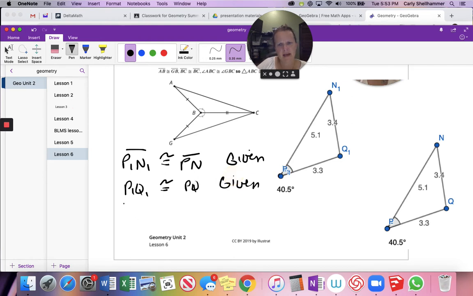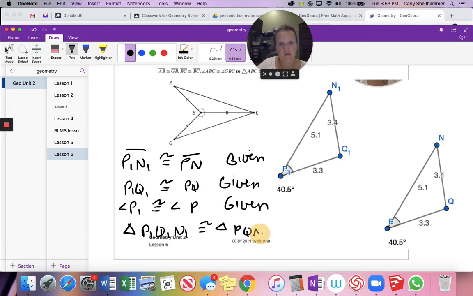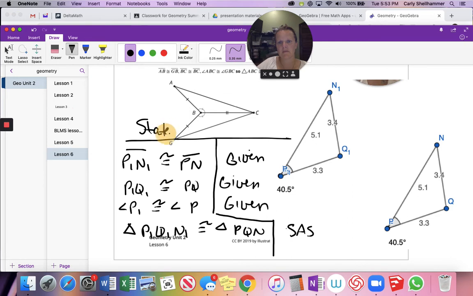And then I can say that angle P1 is congruent to angle P because it's given, because that's how I constructed it. Now I can say that triangle P1Q1N1 is congruent to triangle PQN because of side angle side. All right, so really I have a column which moves down here and a column. And these are all my statements and reasons.